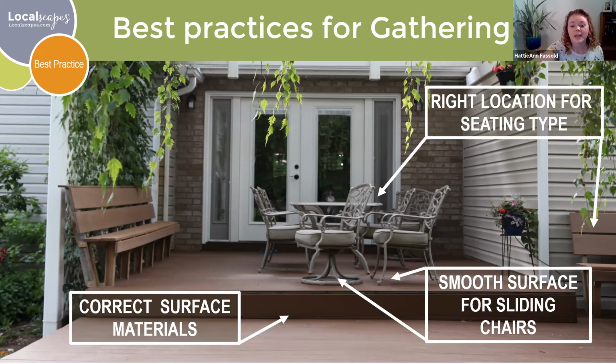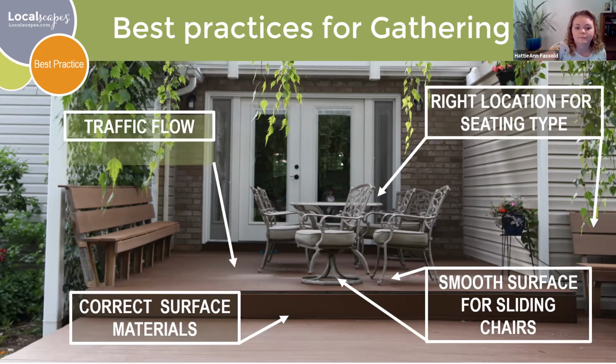The right location for the seating type. So just make sure that your table isn't in full sun if you want an area to sit and relax in, unless you want to be relaxing in full sun. But for me, I like to sit in the shade and see the full sun, right? And then make sure that if it's on a patio or in your front yard, you have a place for people to move around it, so it's not awkward for them to scoot around.